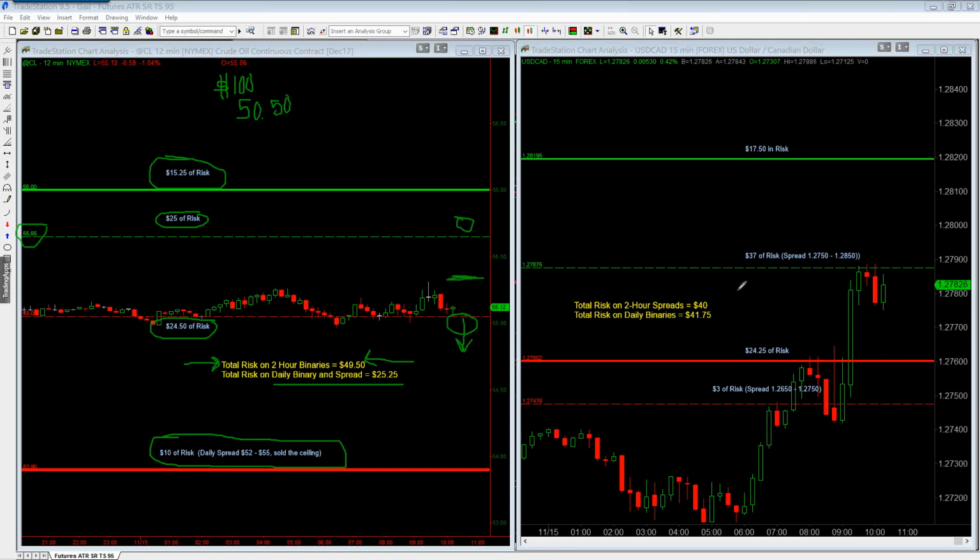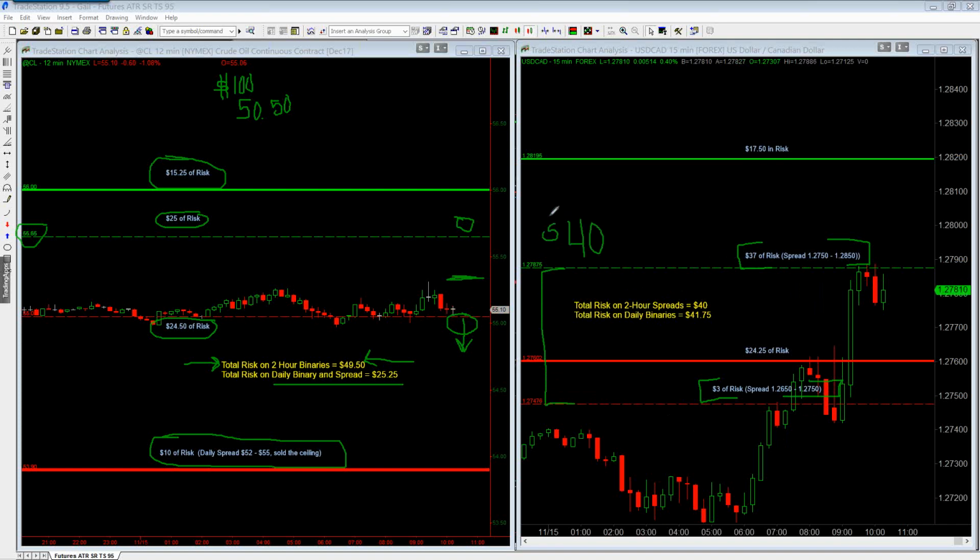Now, on the Canadian side, I have a long spread that has $37 of risk, and then I have a short spread with $3 of risk. These are on the 2-hour spreads, okay? And again, this is just to show you an example of how you can stagger binary options during a market report. Now, the total risk on these two, which are the dotted lines representing the 2 hours, is $40.